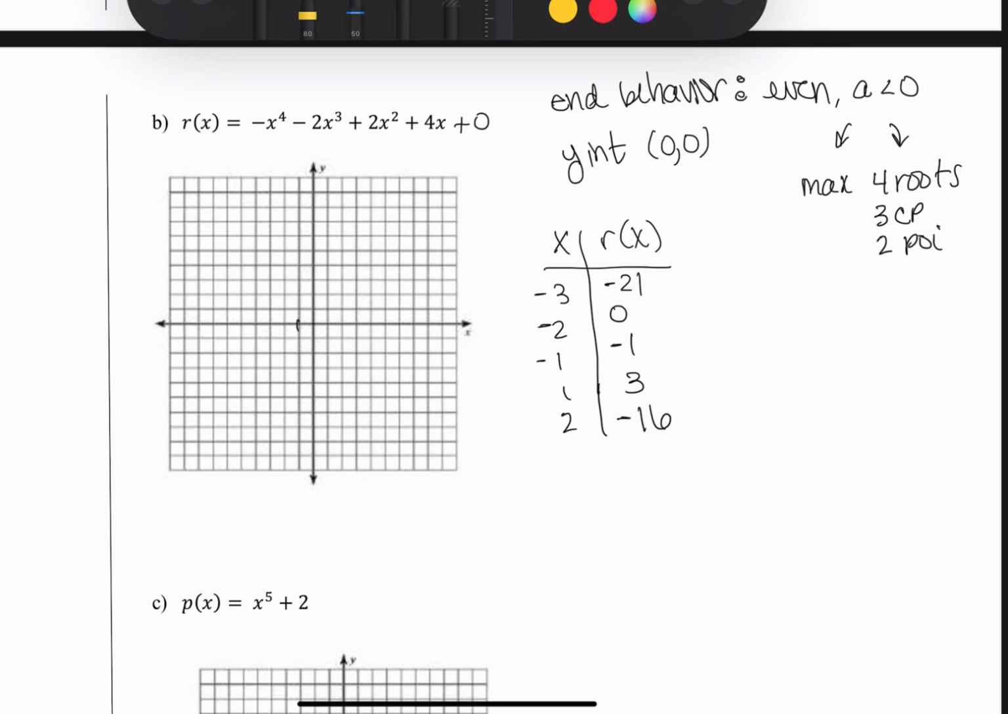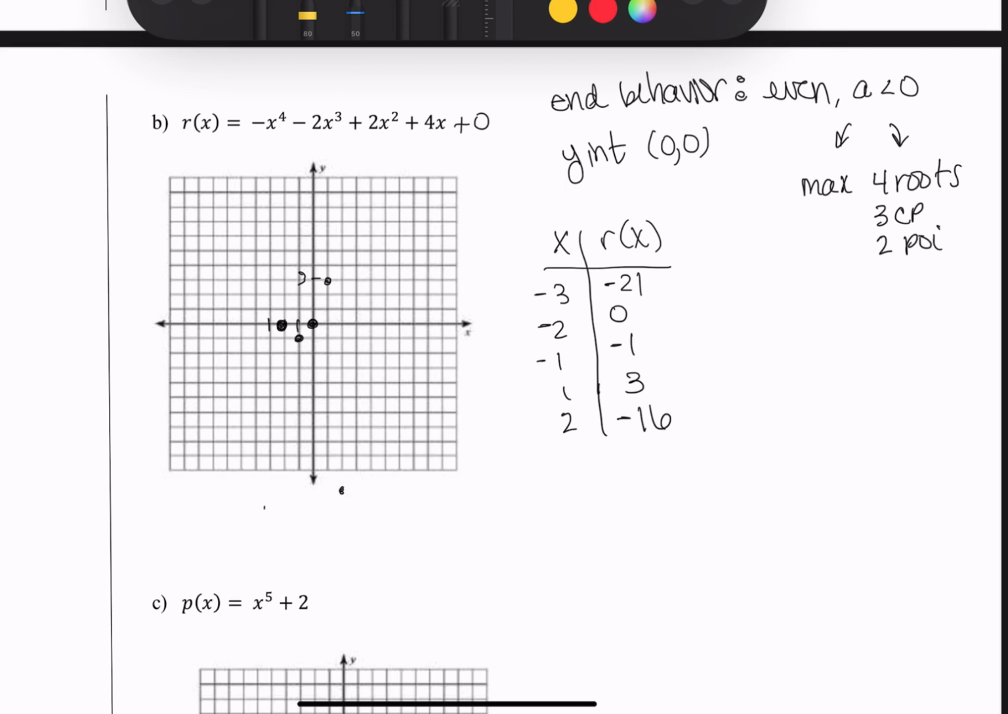So let's see here. 1, 2. -3 is way off the graph. I'm at -2, I'm at 0. That's cool. At -1, I'm at -1. At (0, 0), I have my y-intercept. At (1, 3). See, that's 3. And at 2, I'm already off the graph again.